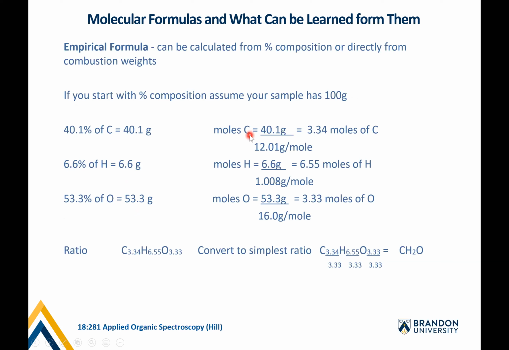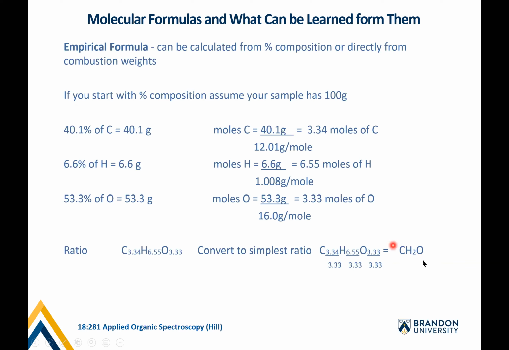You just divide this by the atomic mass. For carbon, it's 12.01, hydrogen, 1.008, oxygen 16. And this gives you the moles of carbon, the moles of hydrogen, and the moles of oxygen. So a ratio would be carbon 3.34, hydrogen 6.55, and you just divide by the lowest, we convert it to the simplest ratio, and you come out with CH2O is the empirical formula.